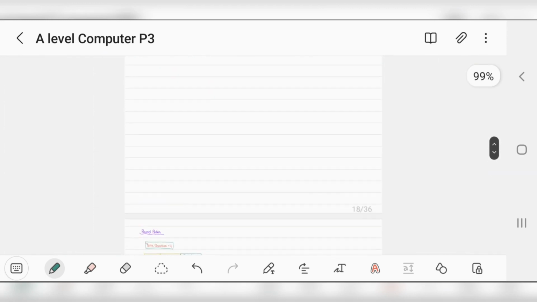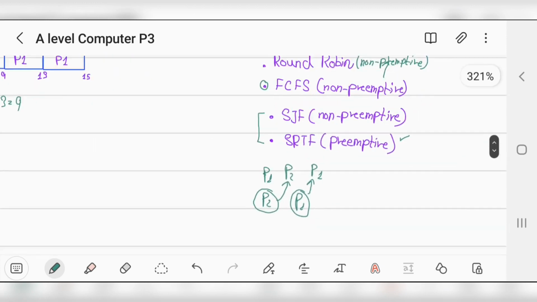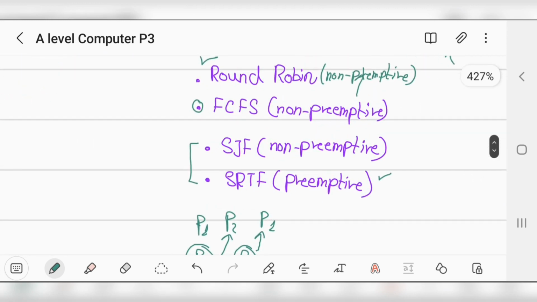Now the most difficult part is this one, SRTF, the preemptive part. This one is quite tricky, very tricky. This is the last one, so let's begin.